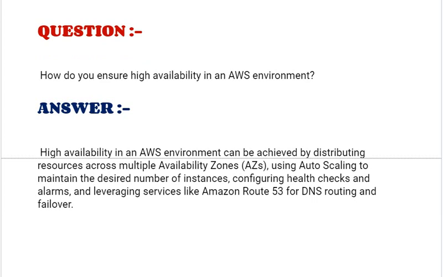Our next interview question is: how do you ensure high availability in an AWS environment? Your answer should be: high availability in an AWS environment can be achieved by distributing resources across multiple Availability Zones (AZs), using auto scaling to maintain the desired number of instances, configuring health checks and alarms, and leveraging services like Amazon Route 53 for DNS routing and failover.